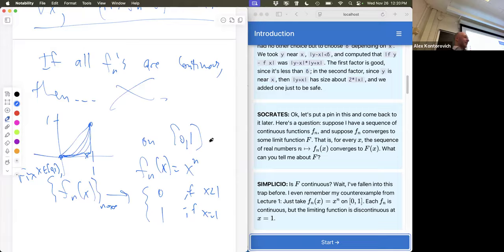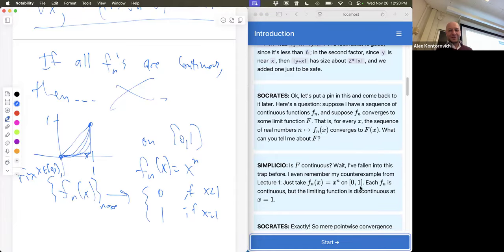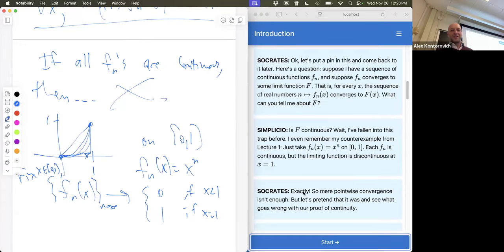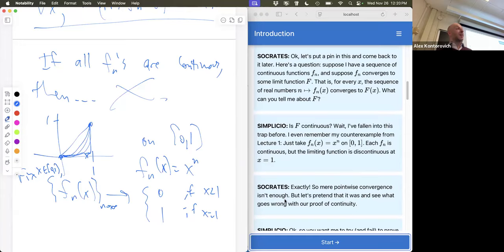Well, let's try to prove that. Let's do exactly what you said. Let's just follow the argument as far as we can until we reach a point where we're trying to prove something that's not true. Okay? So each of the fn's is continuous, but the limiting function is discontinuous. So mere pointwise convergence is not enough to guarantee the continuity of the limit. Let's pretend that it would be and see what goes wrong with our proof.